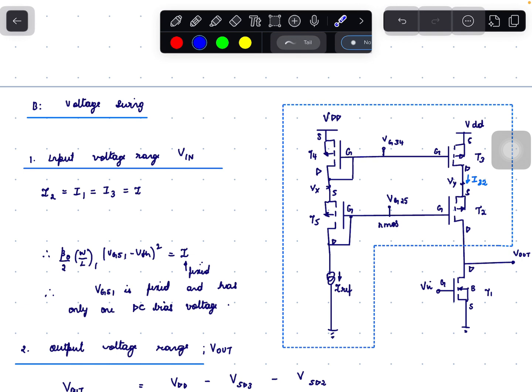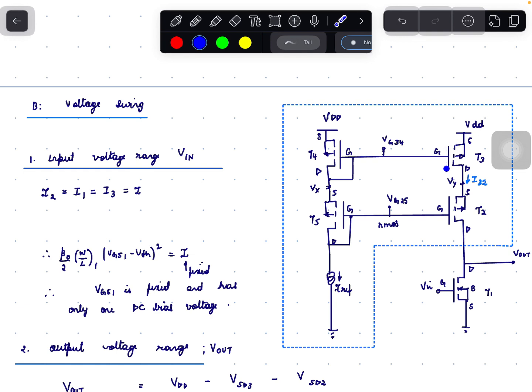Output voltage V out. V out cannot go to a maximum voltage of VDD because of the condition that the transistors T3 and T2 have to be in saturation. We know that the condition for saturation of T2 is given by VDS2 has to be greater than VGS2 minus VTH2. So the condition for this transistor is VDS2 minimum will be equal to VGS2 effective.